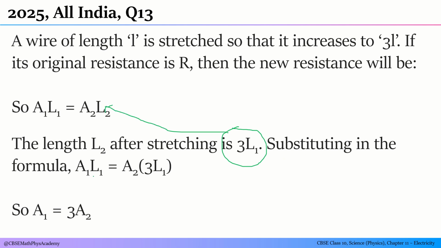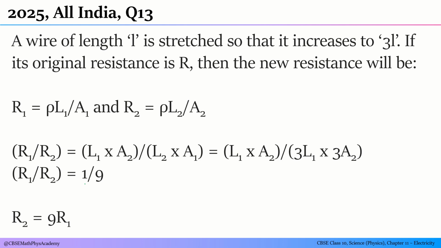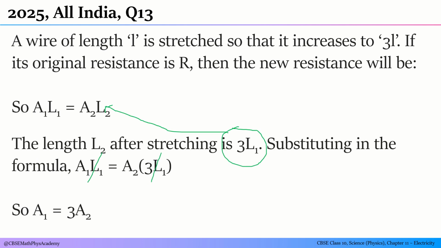Then A1 L1 is equal to A2 into 3L1. L1 gets simplified, and you are left with A1 equal to thrice A2. So now we have the relationship between the lengths, L2 is equal to 3L1, and for the area we have also got a relationship: A1 is equal to 3 times A2.